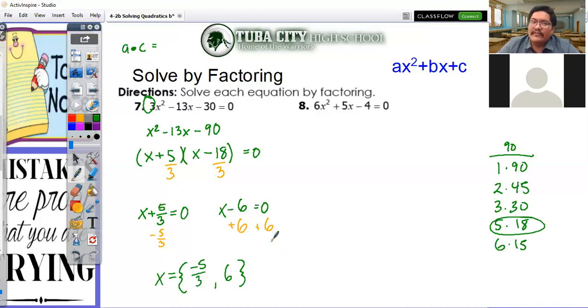So that's an example of using the AC method. And it works pretty well with just about anything. Just take this number, our A value, and multiply it times the C value, but then divide that same number out once you get it factored. Okay, so let's go ahead and move on over to this one here.